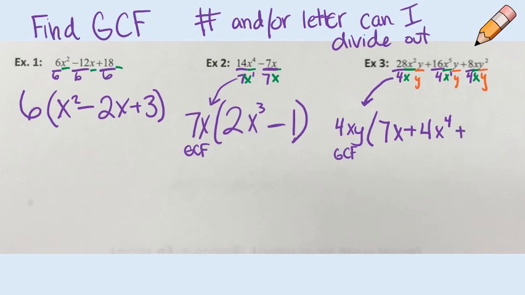Bring down your plus sign. 8 divided by 4 is 2. x divided by x is 1. I don't need to write that out. And y to the 2nd divided by y to the 1st leaves me with y to the 1st. Take a double look at what's remaining and make sure you can't divide anything else out. If you can divide something else out, that means you didn't get the biggest GCF to begin with. Always take the largest value you can divide out evenly.